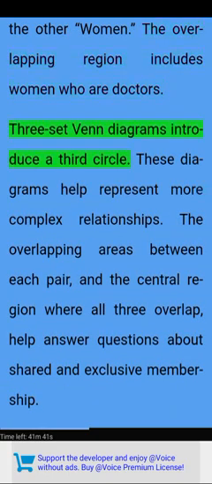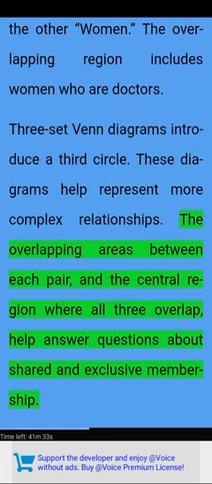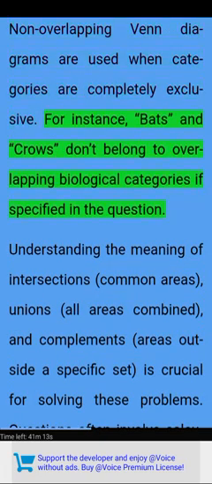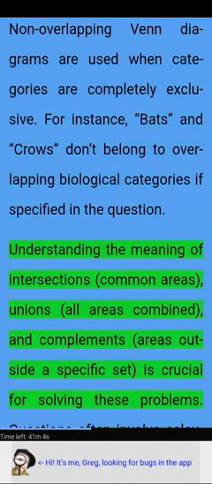3 set Venn diagrams introduce a third circle. These diagrams help represent more complex relationships. The overlapping areas between each pair, and the central region where all 3 overlap, help answer questions about shared and exclusive membership. Non-overlapping Venn diagrams are used when categories are completely exclusive. For instance, bats and crows don't belong to overlapping biological categories if specified in the question.